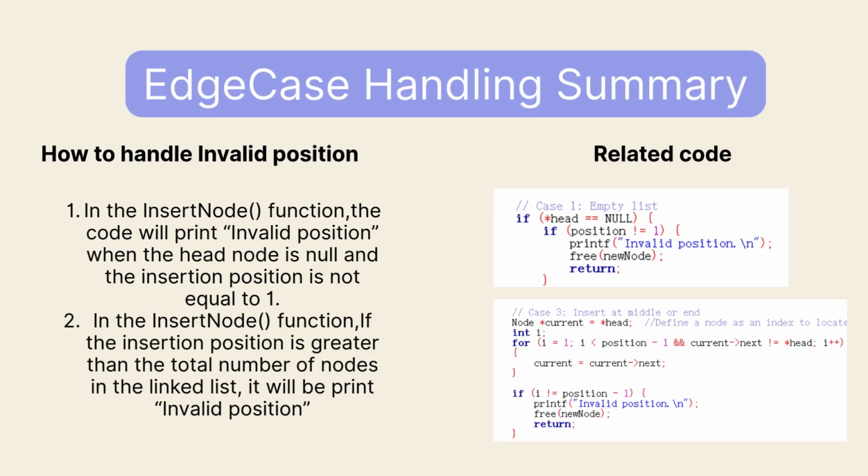And for how to handle invalid position. In the insert node function, the code will print invalid position when the head node is NULL and the insertion position is not equal to 1. In the insert node function, if the insertion position is greater than the total number of nodes in the linked list, it will print invalid position.